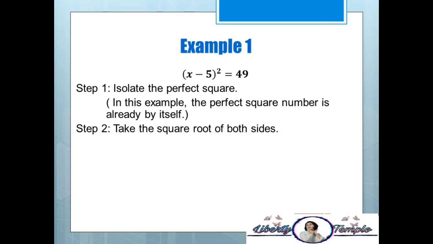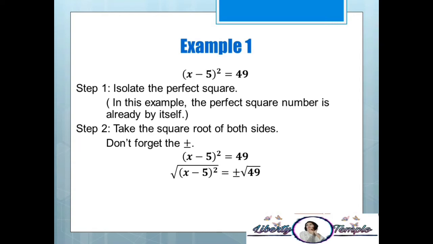Then, we need to take the square root of both sides. And we need to remember the positive and negative sign. So we have the square root of the quantity of x minus 5 squared is equal to positive negative square root of 49. Then let's simplify. So we have x minus 5 is equal to positive and negative 7.